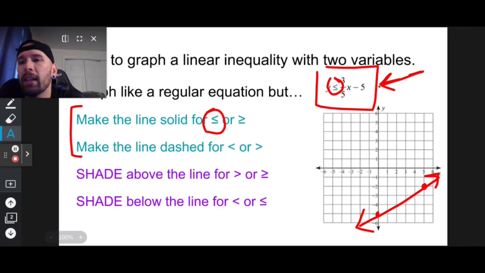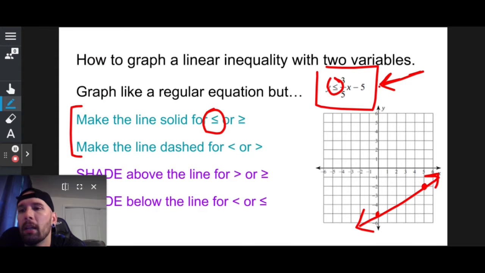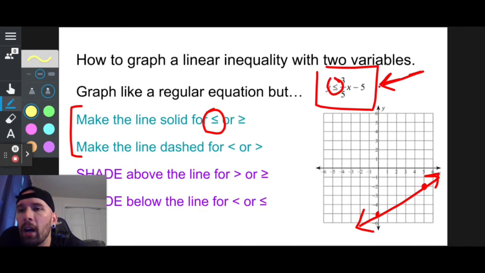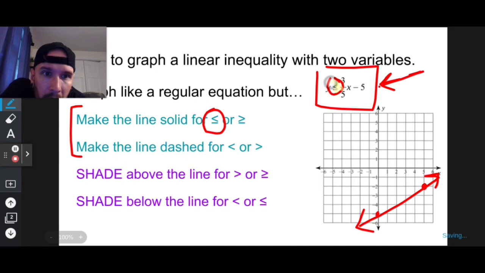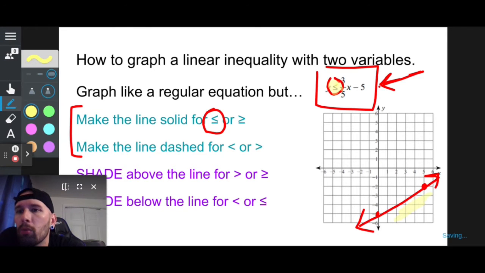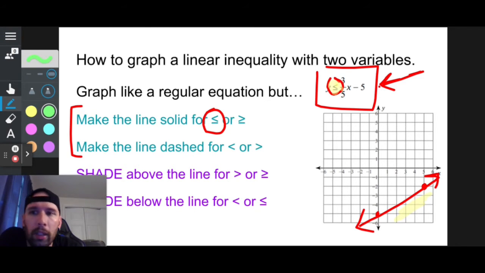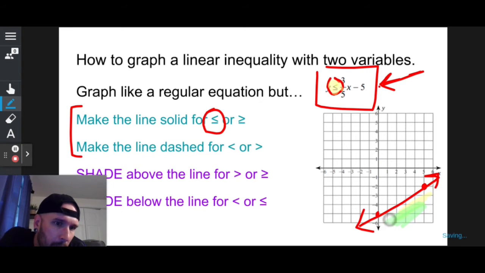I wish I had a highlighter, but I'll just use a big pen. Oh, I do have a highlighter. Now what I have to do is decide if I shade above or below the line. This is a less than or equal to, so I'm going to shade below the line. Here's my line. Shading below it looks like that. Let me choose green. Yeah, that's better.